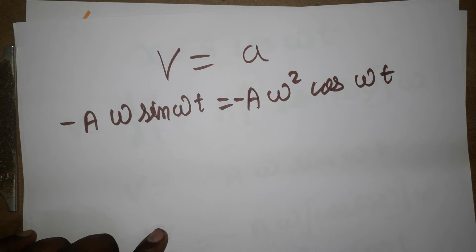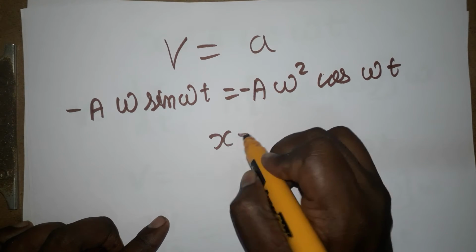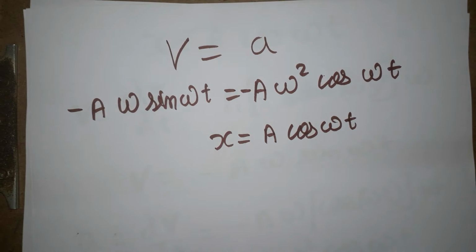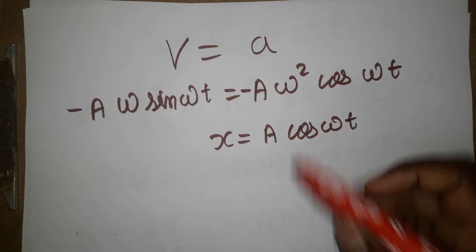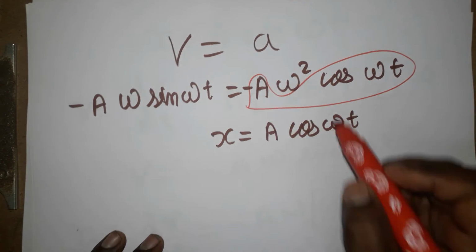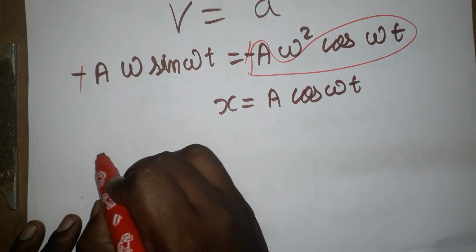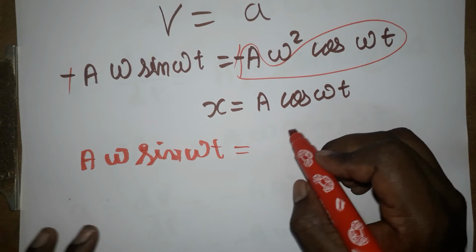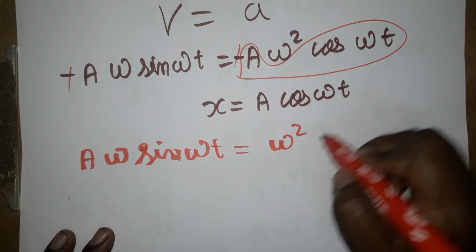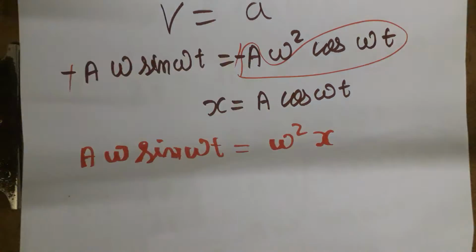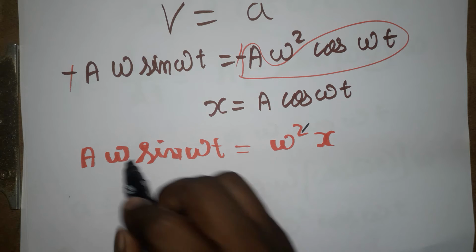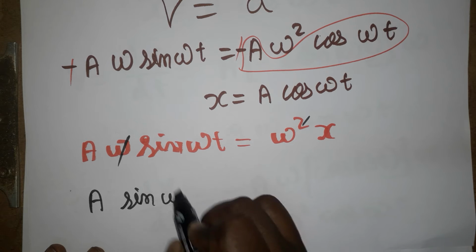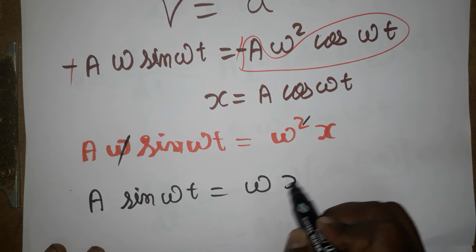Already I have the displacement on the x axis. x is equal to A cos omega t. This is what we started with. So A cos omega t we can take as x. Minus minus is going to become plus. So A omega sin omega t is equal to omega square x. Omega square and omega will get cancelled. So A sin omega t is equal to omega x.